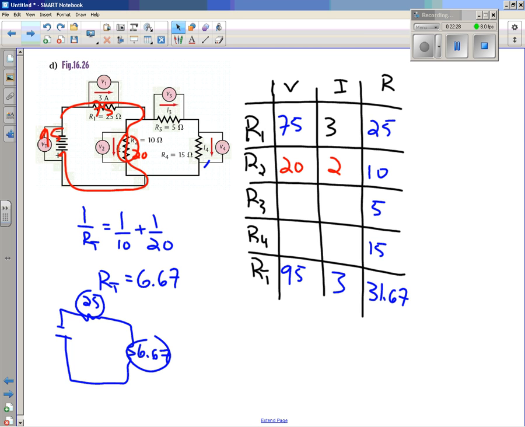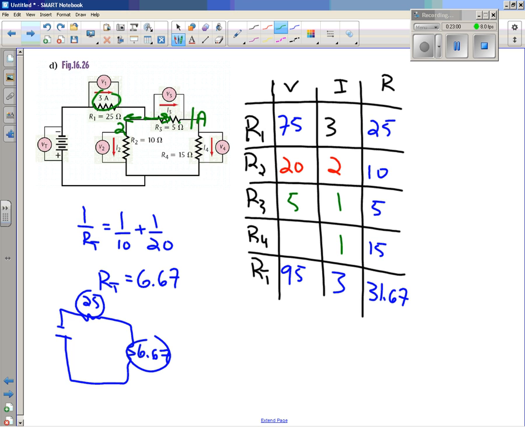Again, I want to clean it up a bit. And let's have a look at the current. 3 amps go through this resistor. That's called a junction. Some of those 3 amps go that way. Some of those 3 amps go through those other 2 resistors. We just found out that 2 amps go this way. So how many amps go this way? 1 amp. And it'll go through both of those resistors. 1 and 1. 5 times 1 is 5 volts. 15 times 1 is 15 volts. And that's how you solve a combination circuit.